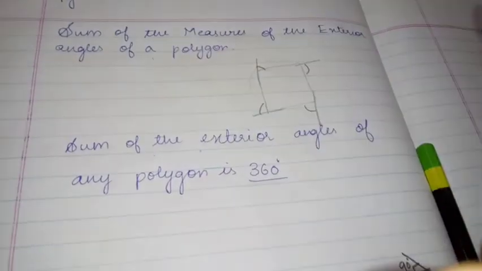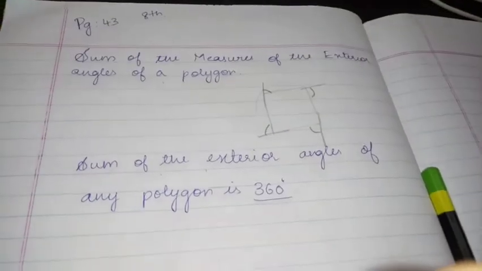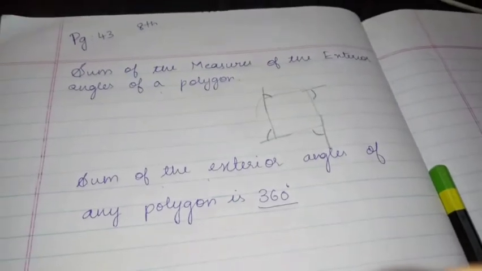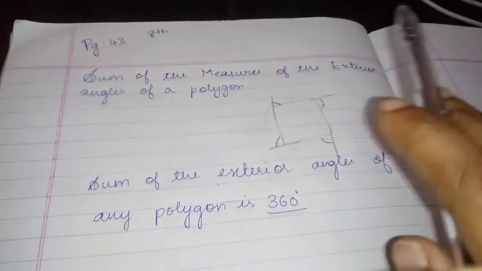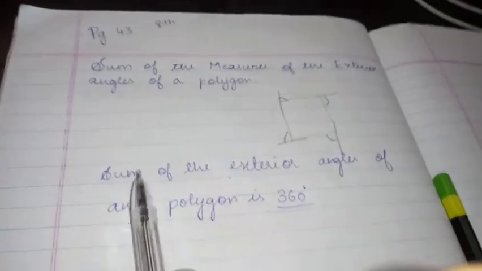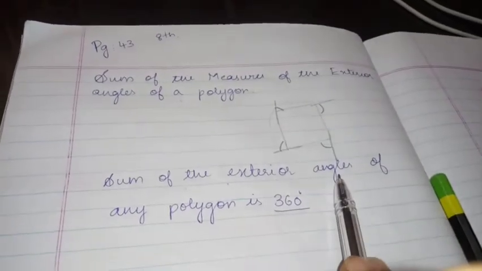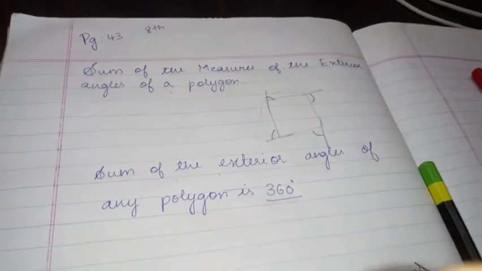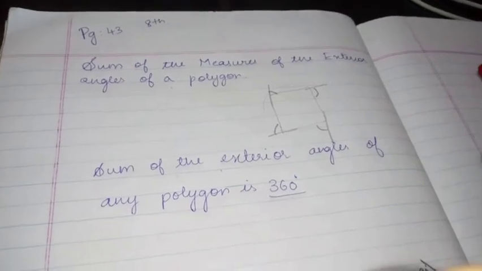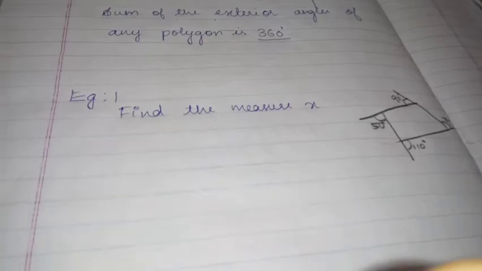It need not be a quadrilateral, but in the last term I taught you only for a quadrilateral. That's why I had told you the exterior angle sum is 360 degrees. But here we are learning about polygons in general. So the sum of the exterior angles of any polygon is 360 degrees. Did you understand the concept? Next, there is an example problem given.